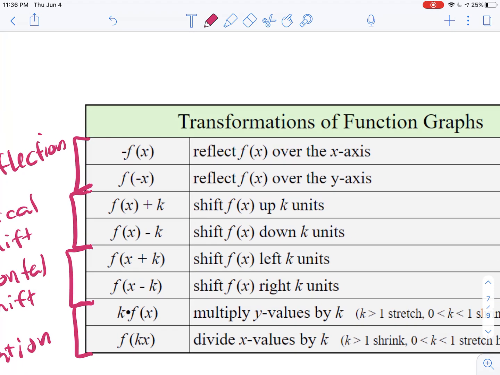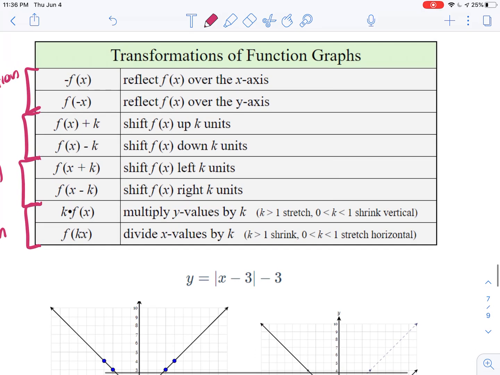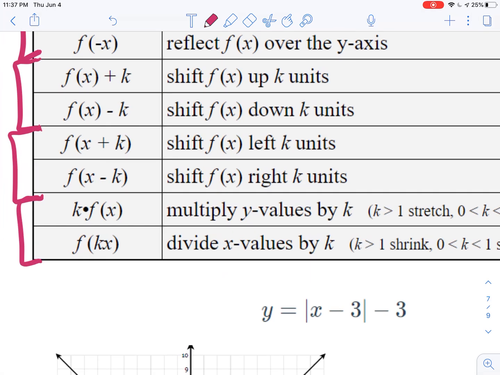With reflections, again, inside versus outside. When it is on the outside of the function, aka the function is just being multiplied by a -1, that's going to be a reflection in our x-axis. Whereas if it's on the inside of the function, inside the square power, inside the square root, that's going to be a reflection in our y-axis, meaning every point flips to the other side of the graph.